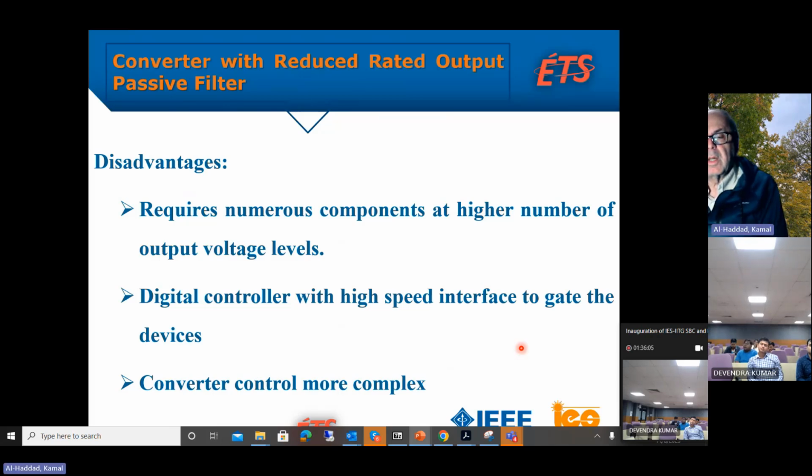Then what will be the disadvantage of this approach? The disadvantage is that we may need numerous components in order to ensure that we have a higher number of voltage levels, a lot of semiconductor devices. If we are talking about so many components, then we need a digital controller with a high-speed interface in order to control all these components. And converter control will become more complex, because controlling 6 switches is not like controlling 240 switches feeding the same drive. Then we're not talking about the same scale. And I will give you an example of how we can go from 6 switches to a 204-switch MMC type of converter for an AC drive.